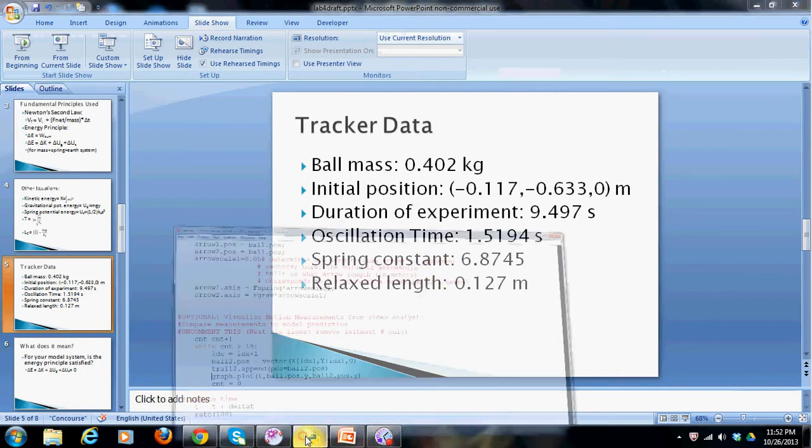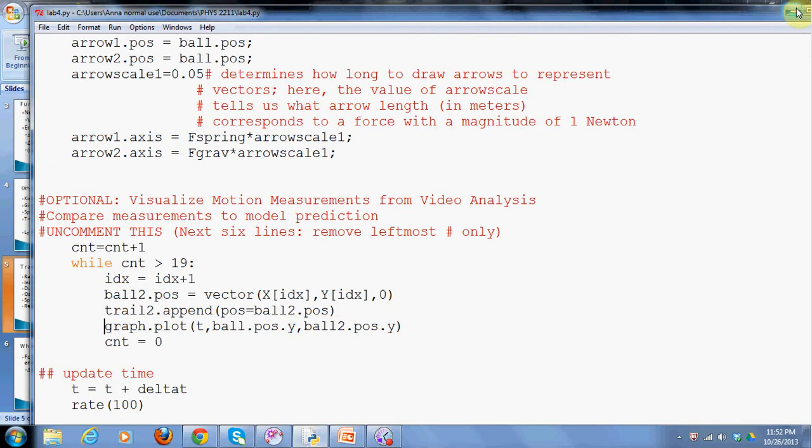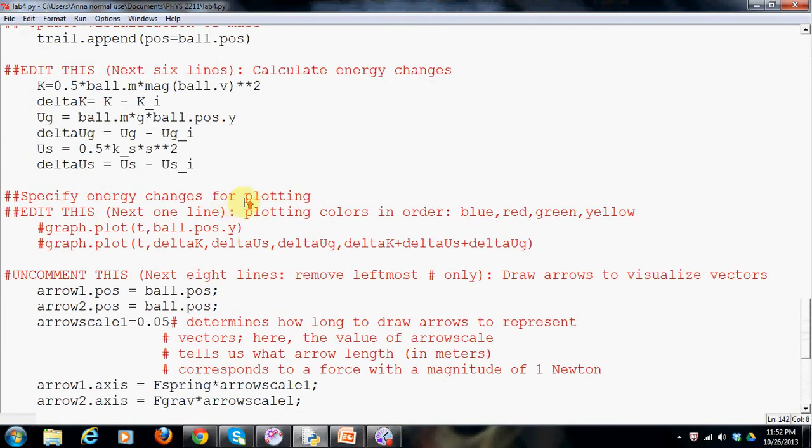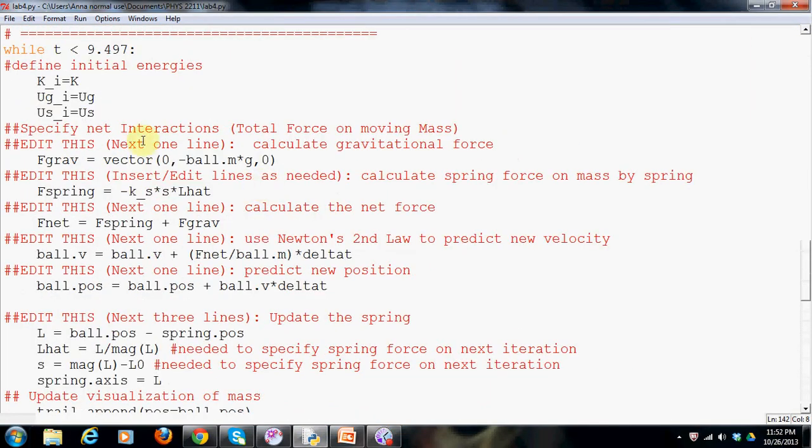Next, we have our computer model. The most important part of our computer model, like always, is in our while loop, where the position of the mass, which in the model is shown by a ball, is updated. And in order to update these positions, we use forces instead of energies. And the net force is equal to the gravitational force, which is a constant, plus the spring force, which changes as the position of the ball changes.